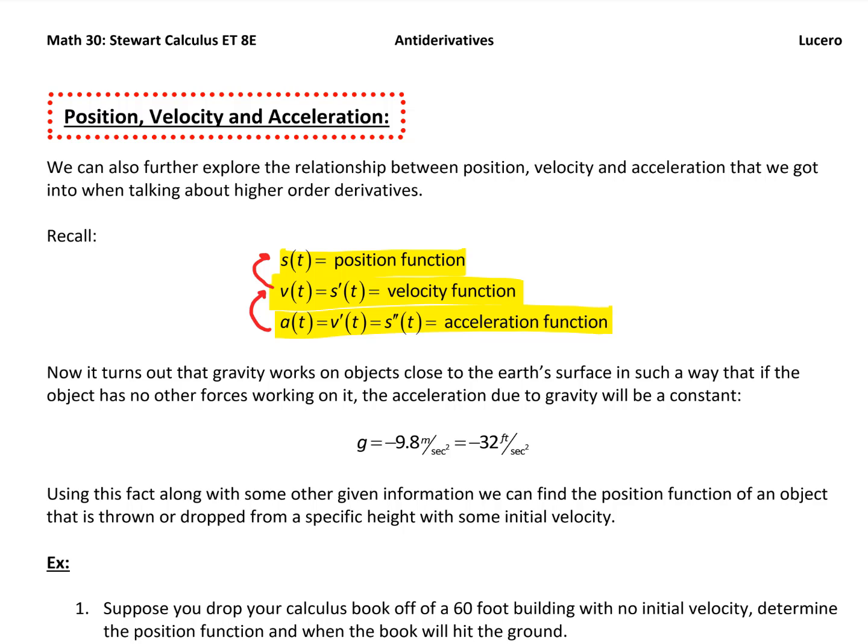So we're going to add one more piece in here. We're going to talk about objects that are dropped or thrown. It turns out that gravity works on objects that are close to the Earth's surface, close in any kind of human capacity, like we're not floating out on a satellite. So if we're working on the Earth's surface, and there's no other force acting on the object, like no rope pulling on it or anything like that, then acceleration due to gravity is going to be a constant.